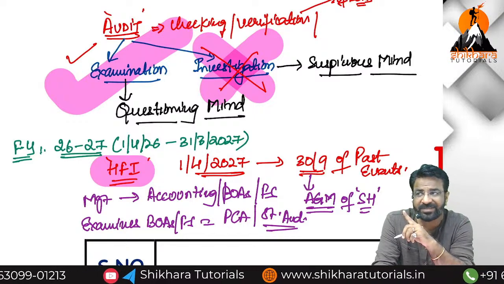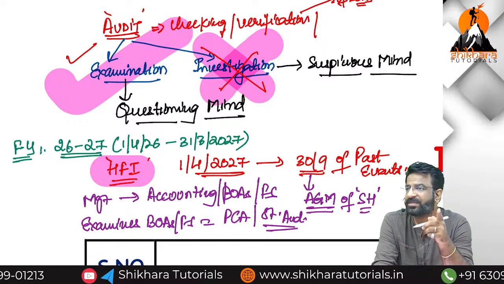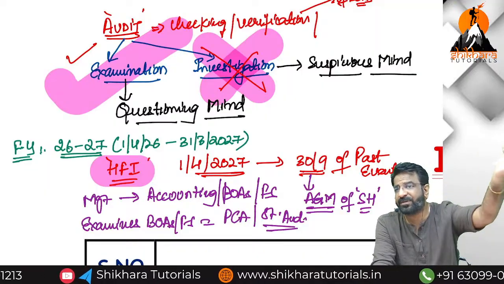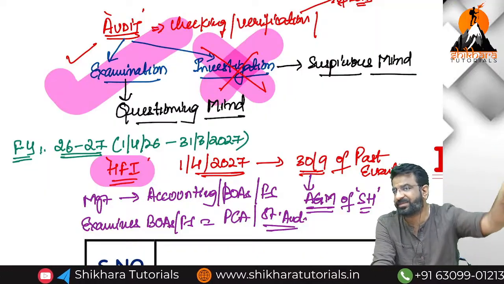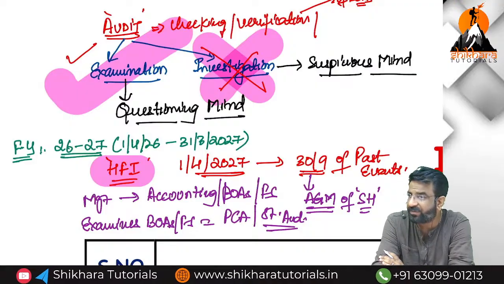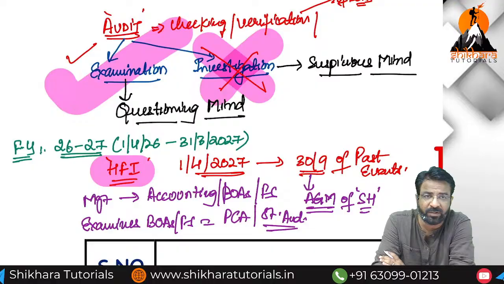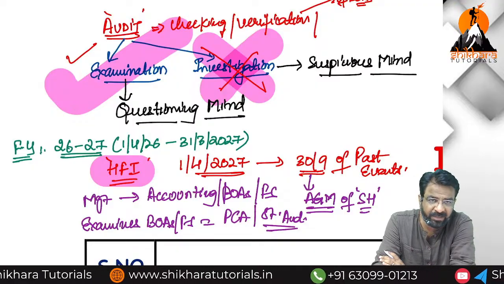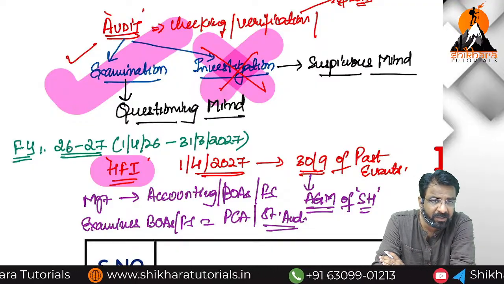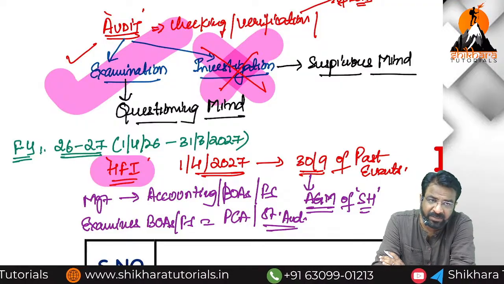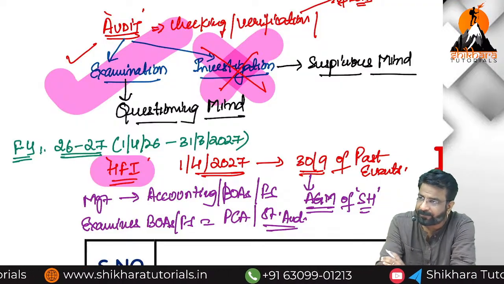So we never start auditing with what? Suspicion. We may get suspicion at which stage? Later stage. So we always start with which mind? Questioning mind. Do not start with what? Suspicious mind. And hence auditing is not an investigation. It is an examination. 100% clarity.